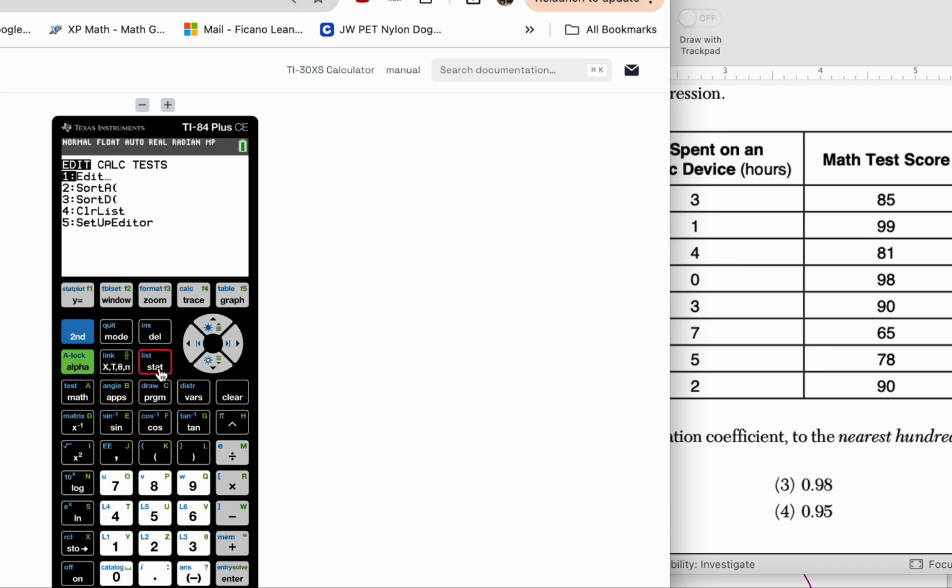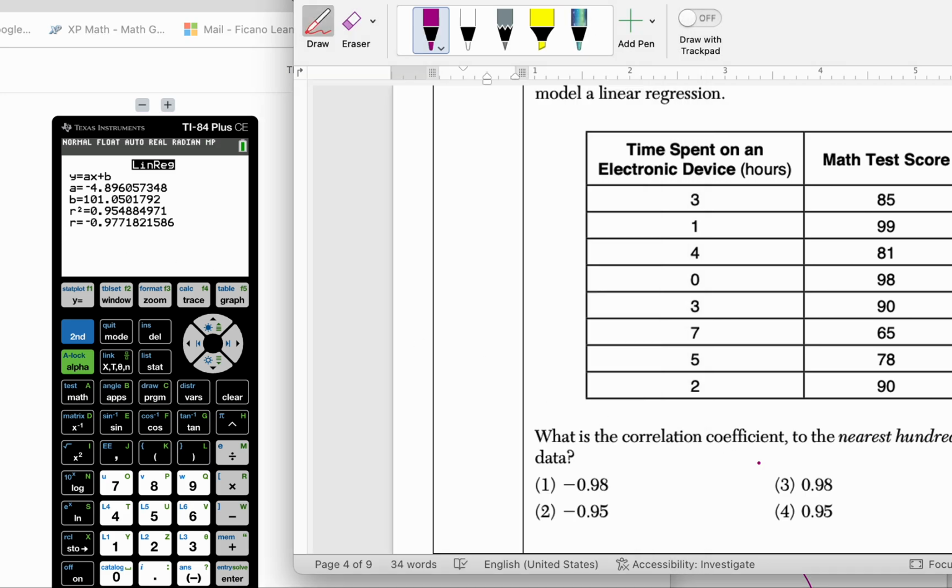Now I'm going to go back to stat, calculate, linear regression, and now my R is here. Okay, so my correlation coefficient is represented by the letter R here, and we have it as negative 0.977. So to the nearest tenth would be negative 9.8, right? Because the 7 makes it go up.